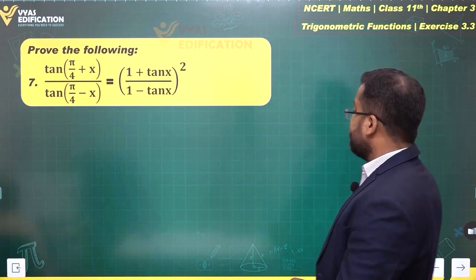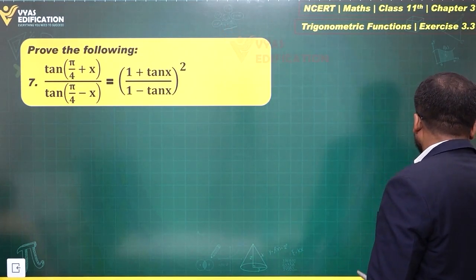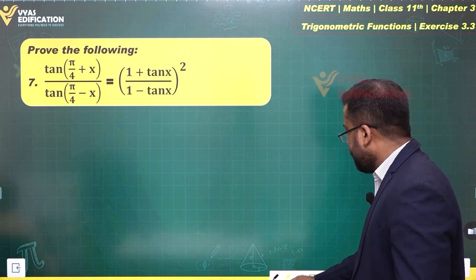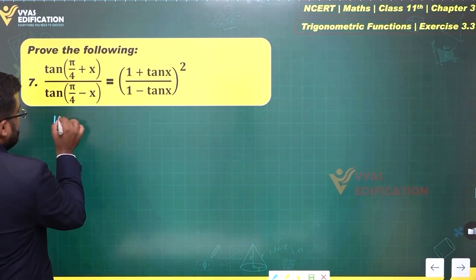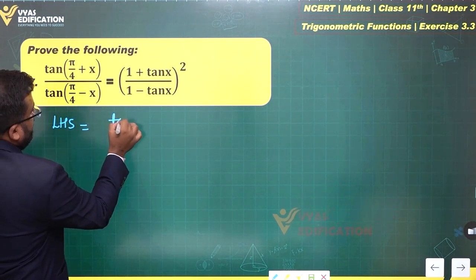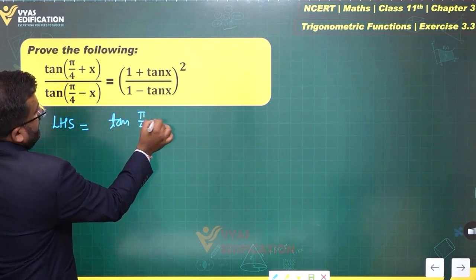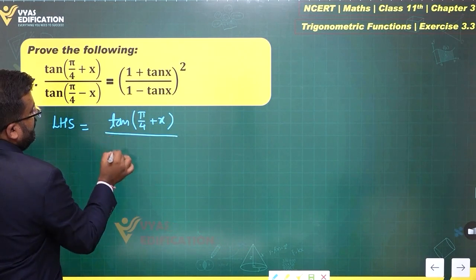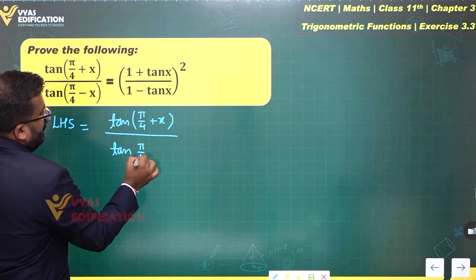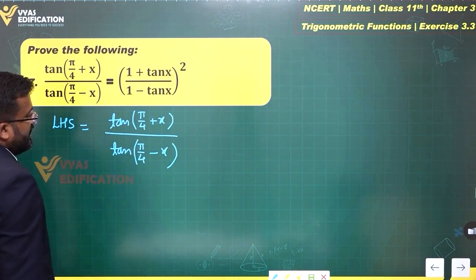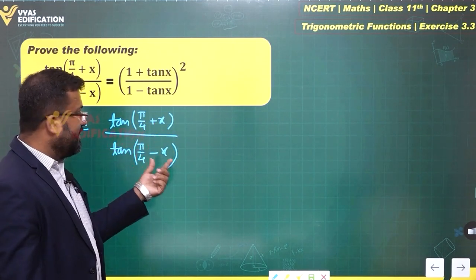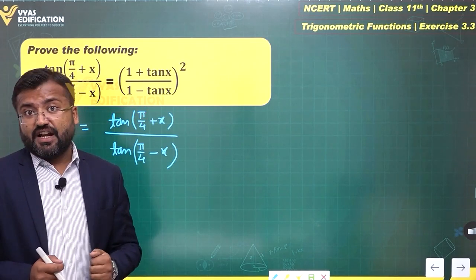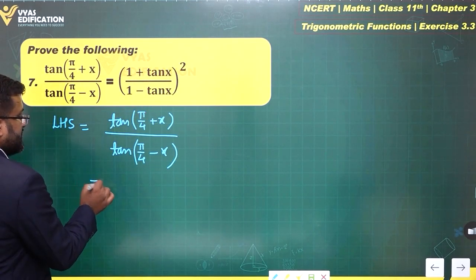Tan of pi by 4 plus x has a lot of things involved, right? So let's take a look at this. In the LHS, you have in the numerator tan of pi by 4 plus x. In the denominator, you have tan of pi by 4 minus x, okay? Now this is tan of angle a plus angle b, and tan of angle a minus angle b. Can we apply the results for that? Yes.